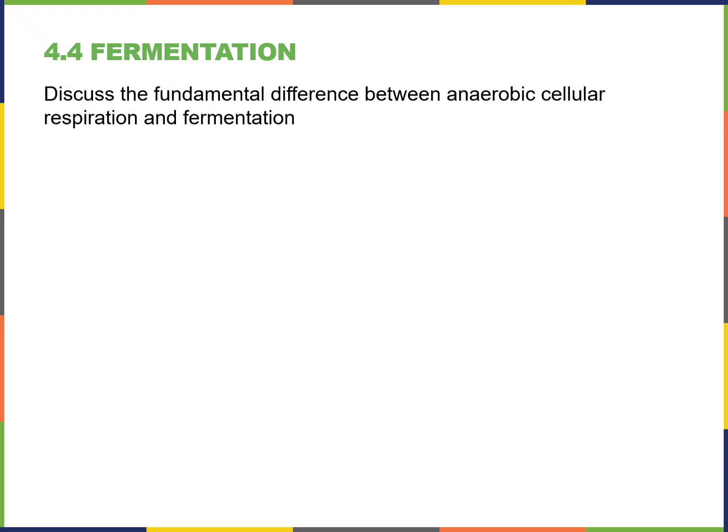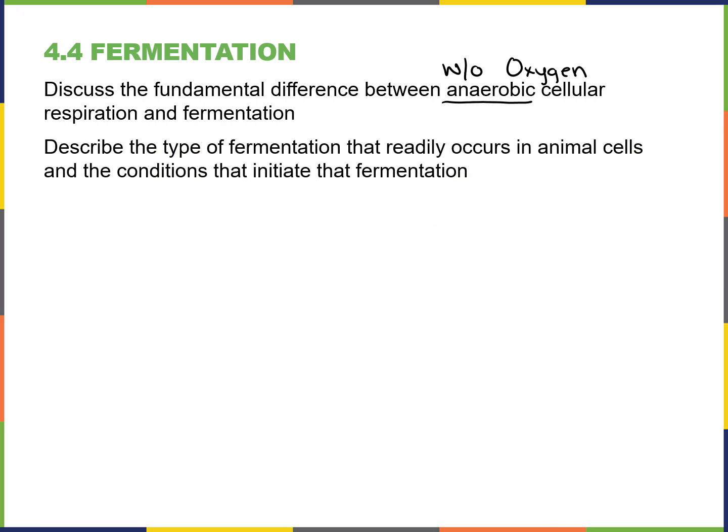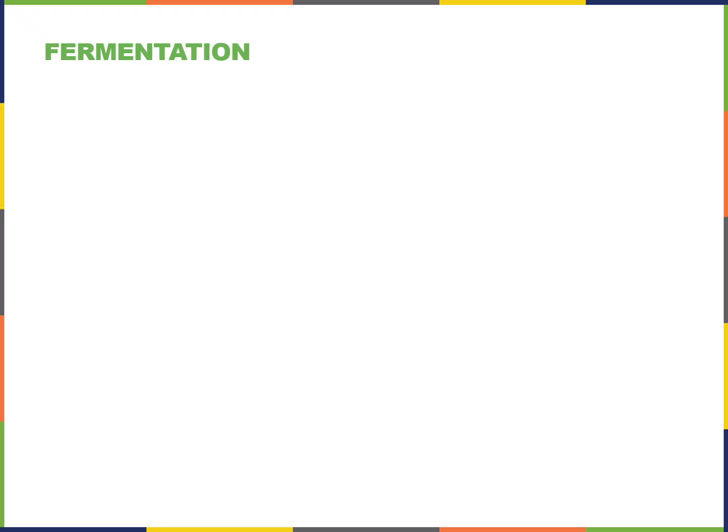Fermentation. Fermentation is just anaerobic respiration, so without oxygen. Because sometimes your cells need energy, and you are not breathing as much as you should be because you are running up and down a hill, or you are underwater, or whatever it is. Okay? So we're going to talk about the differences between aerobic and anaerobic respiration, and then the types of fermentation that occur in animal cells.